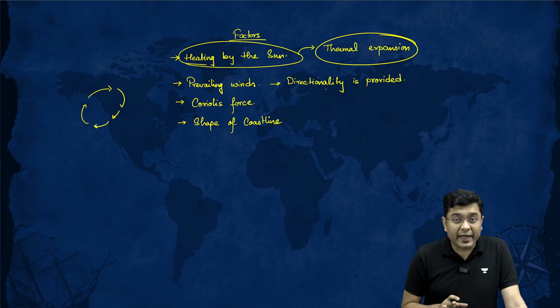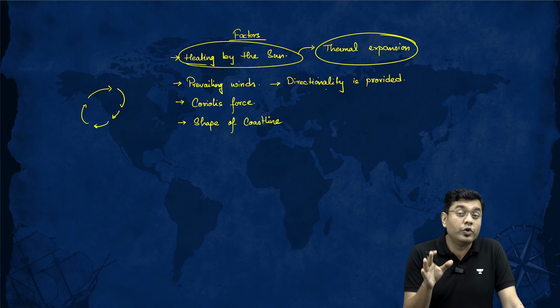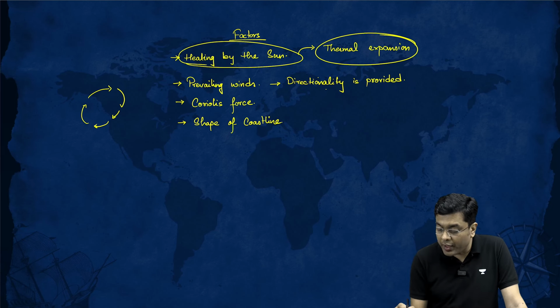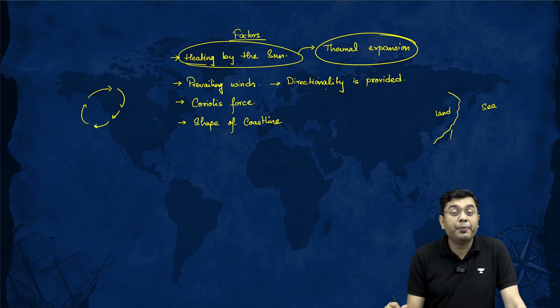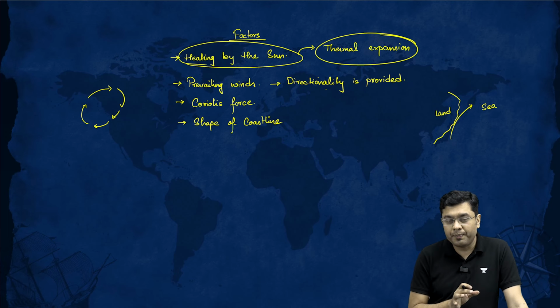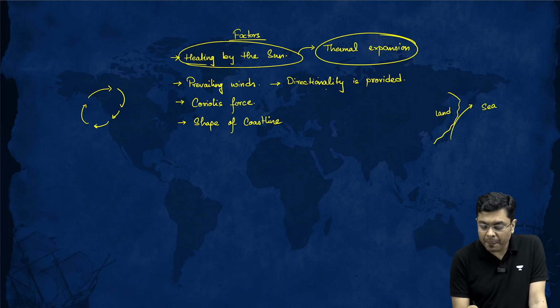If you have to draw the diagram, let's suppose you are not very good at drawing a good map. There, just show a representative diagram like this. Land, sea. Talk about how the shape of the coastline initiates a movement, influences the movement like this. This will also be good enough. Then after this, you have the bottom relief features.